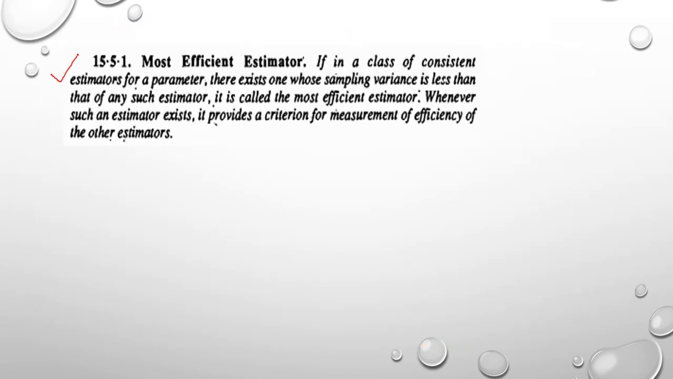This is the question. Most efficient estimator, we already discussed this: which has less variance is most efficient. If in a class of consistent estimators for a parameter there exists one whose sampling variance is less than that of any such estimator, it is called the most efficient estimator, meaning less variance. Whenever such estimators exist, they provide a criterion for measuring the efficiency of other estimators. Now we can see some examples.